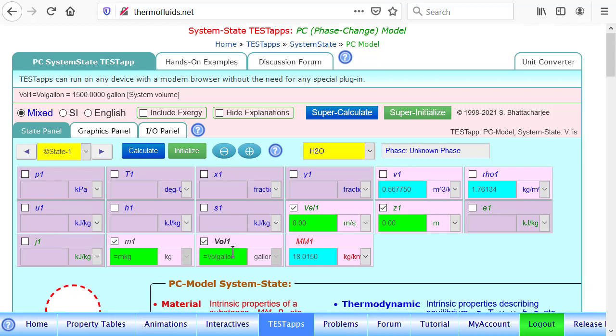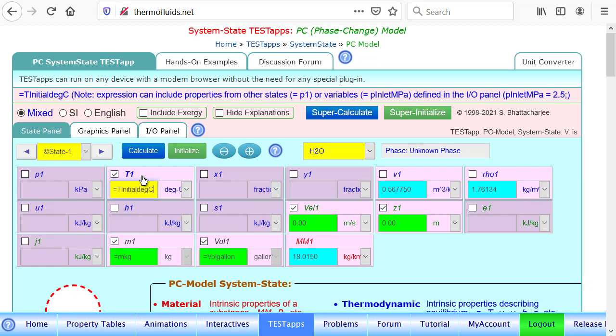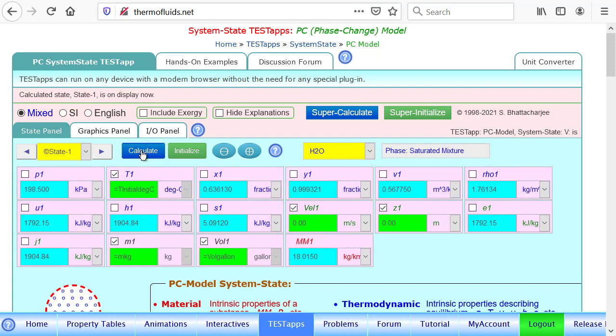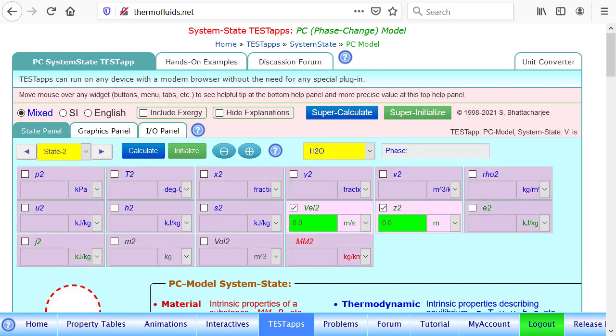Finally, what we know is the temperature, I believe. Yes, T initial. So we enter that, and that will complete our state 1, T initial degree C. The unit here is already degree C, so we don't have to worry about that. Calculate, and therefore you can see pressure at state 1 has been found, and you can see that there's equality. That means it's a two-phase mixture. Okay, going to state 2, water given. We know that mass will not change in this problem, and volume will not change in this problem.